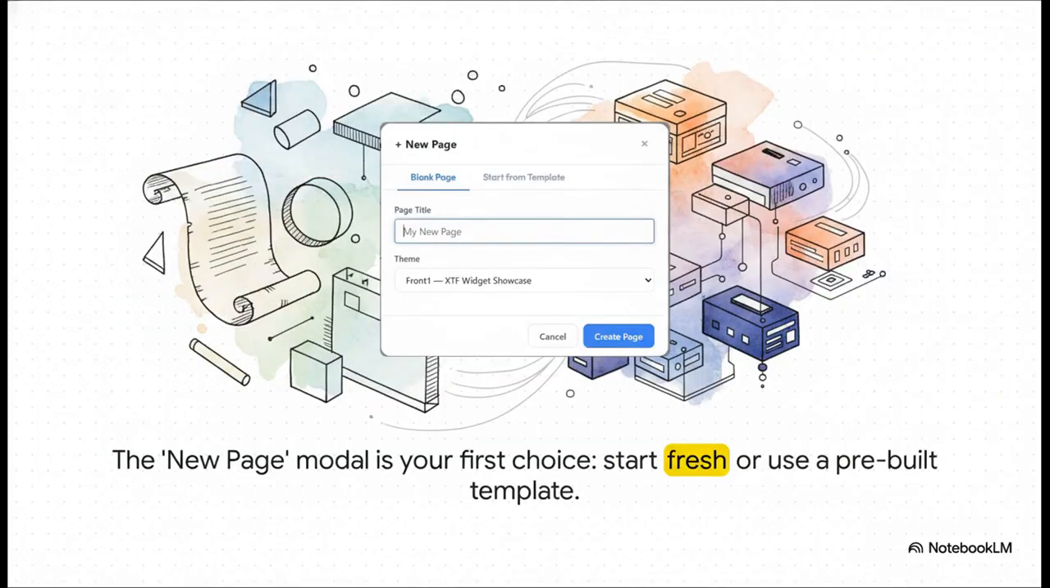And this is what you'll see when you go to create a new page. It's that first big choice right there in front of you. You see blank page on the left for starting fresh and start from template on the right to get a jump start. You just pick one, hit create page, and boom, you're off to the races.